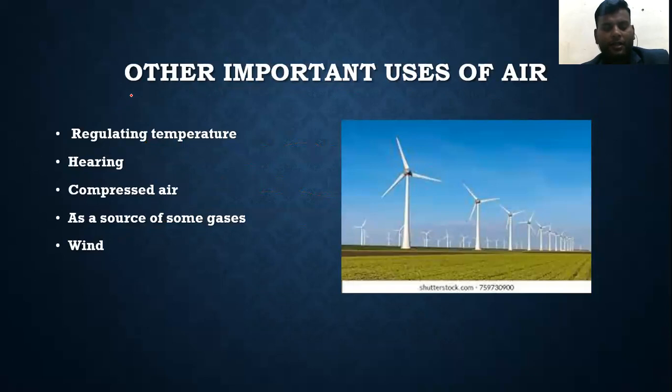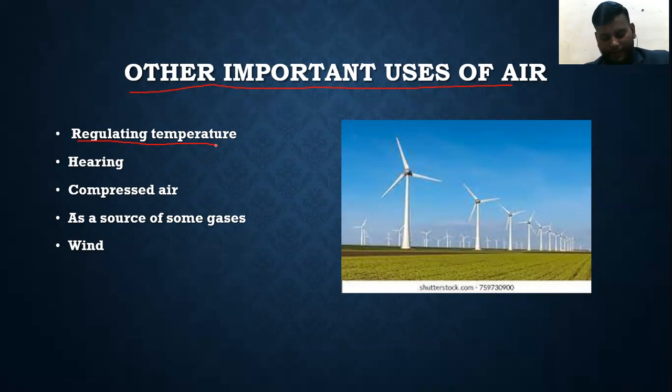Next are the other important uses of air. These are the five factors. First one we will discuss is regulating temperature. The air absorbs a lot of heat of the sun during the day. Had it not done so, the earth would have become too hot to sustain life. It also traps the heat given out by the earth at night, and this prevents the night from becoming too cold. Regulating temperature means the changes occurring in temperature according to the season. In the summer season it is very hot, while in the winter season it is very cold.